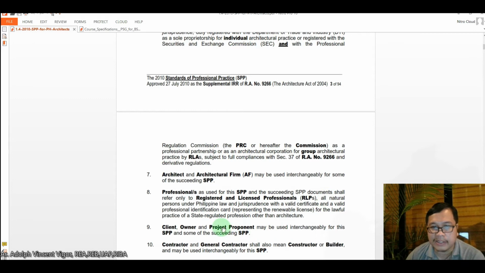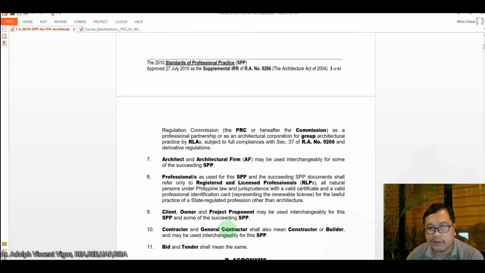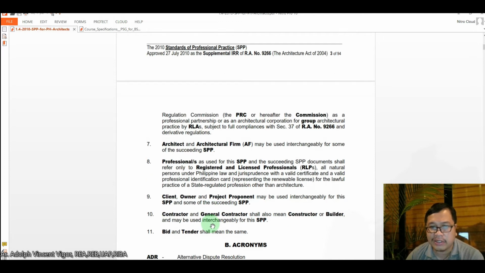So all natural persons under Philippine law and jurisprudence with a valid certificate and a valid professional identification card for the local practice of a state-regulated profession other than architecture. So the client and project proponent may be used interchangeably for this SPP and some of the succeeding SPP. Then the contractor and general contractor shall also mean the contractor or builder and may be used interchangeably in this SPP. Then bid and tender shall mean the same.